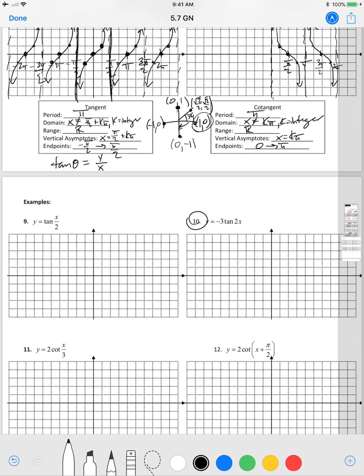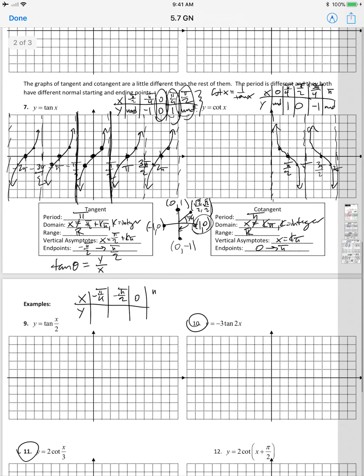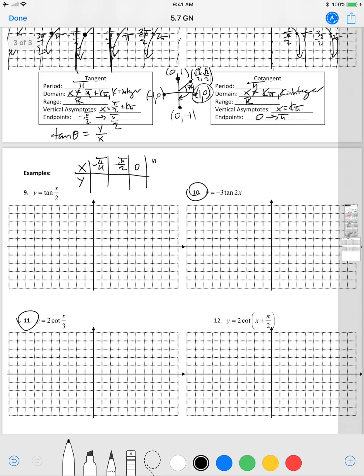You are going to try numbers 10 and 11 on your own. I'm going to go through number 9 and 12 with you. So let's start with number 9. I'm going to take my table for the tangent function, that table that we just made together. Oh, goodness. Pi over 4 is smaller than pi over 2. 2, 4, and then like that.